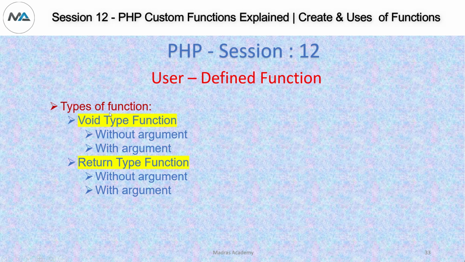We have two types of functions: one is void type function, the other is return type function. In both we have without argument and with argument. Here also we can create without argument, with argument, and we can pass the default argument also. Not only in return type, if you need to write a void type also you can try it. Void type doesn't return.